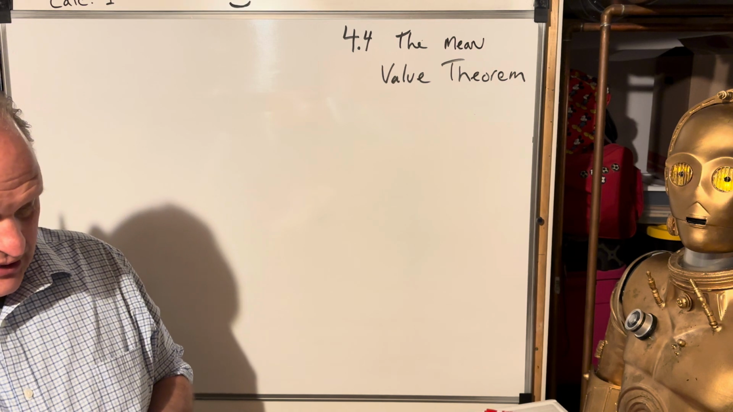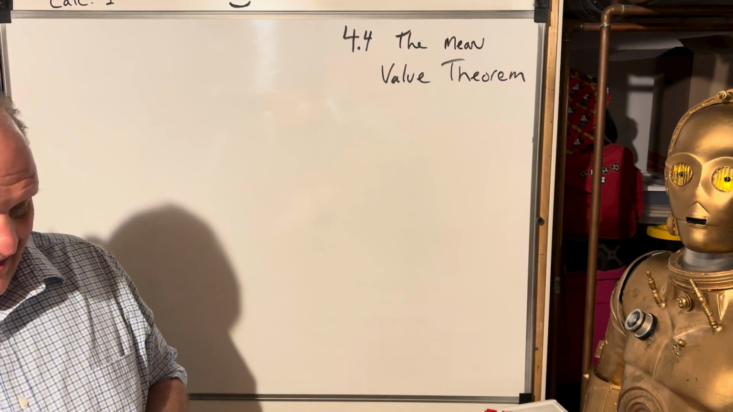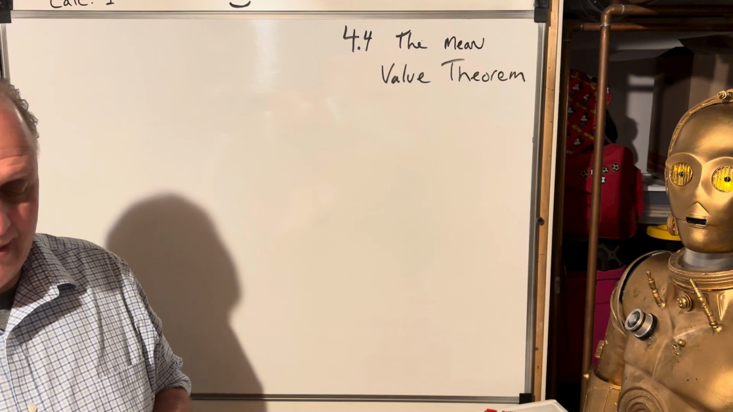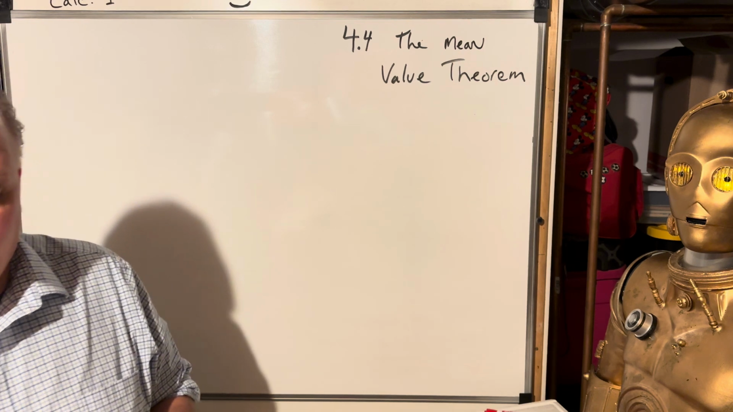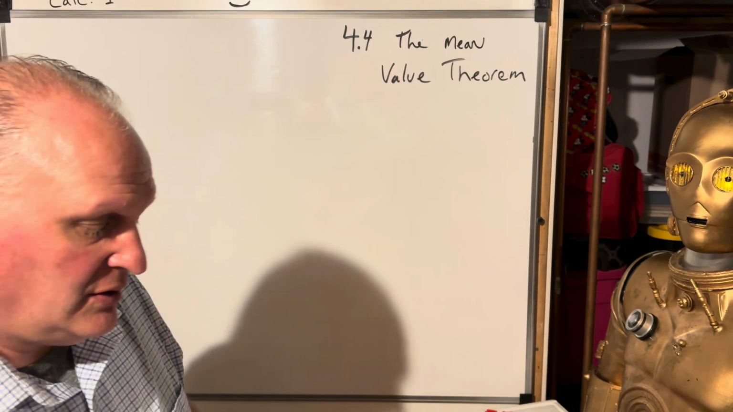Then there exists at least one point c in the interval (a, b) such that f prime of c equals 0. So the slope of the tangent is 0. There's a horizontal tangent somewhere. So there's a critical number at c.